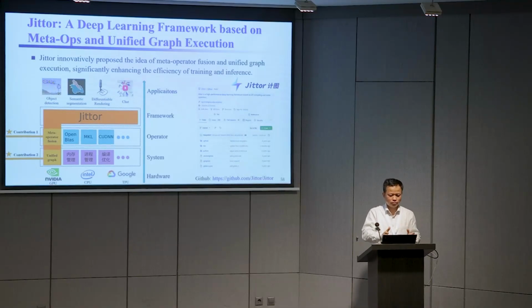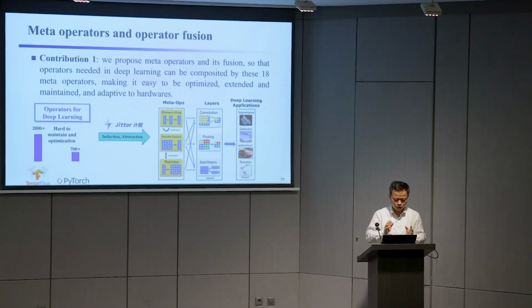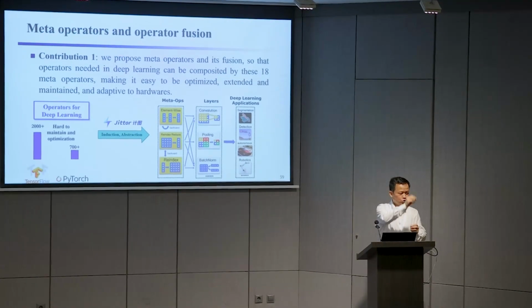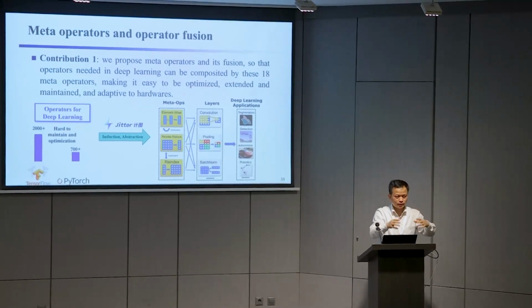So Jittor is a deep learning framework based on meta operators and unified graph execution. So let me introduce Jittor a little bit. Jittor is a deep learning framework like PyTorch, like TensorFlow, but we use two very new ideas. The first idea is the meta operator. You know, if you use PyTorch, your students should be very familiar with PyTorch. PyTorch provides more than 700 operators. Using operators, you build a model, then you train the model. Then you can do inference of the model for your applications. And TensorFlow provides more than 2,000 operators.